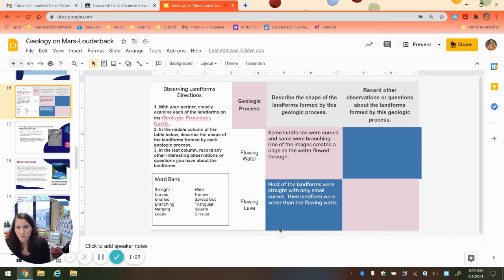All right. When we looked at the flowing lava, we see that most of the landforms were straight with only small curves. Then the landforms were wider than the flowing water. So we see a lot more variation with flowing water than we do with flowing lava. On top of that, when it comes to your own observation and question, I'm going to leave that up to you to look through.